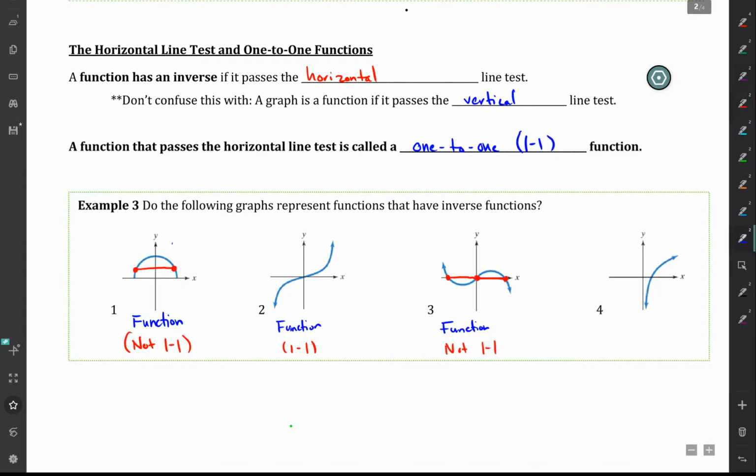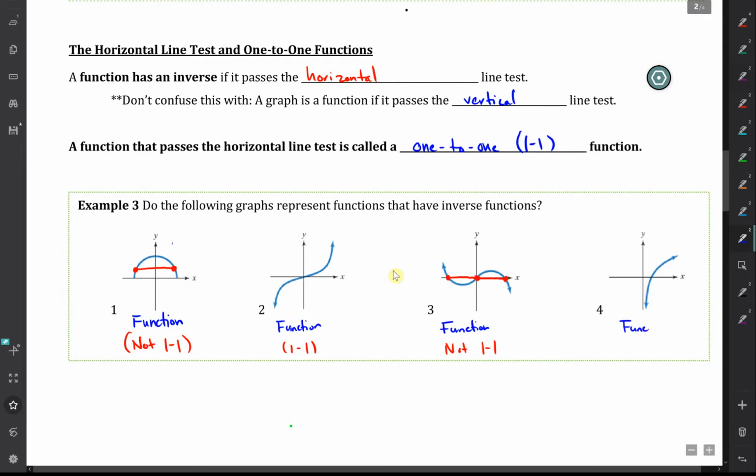Alright, and then the last one is also a function and it's one-to-one because it passes the horizontal line test and the vertical line test. So every vertical line I draw here either intersects the graph in no places or in one place. So every x corresponds to 1 y, and every horizontal line I draw intersects the graph in at most one place. So every y corresponds to 1 x.